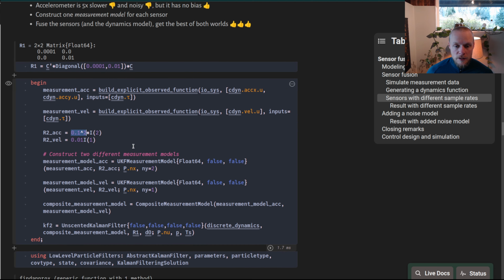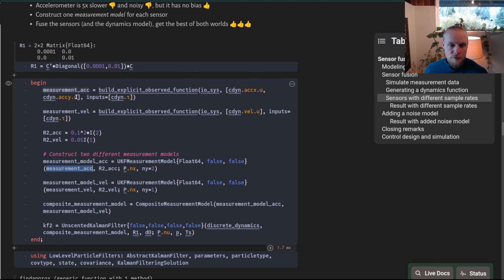Then I construct two different measurement models. Both of them use the unscented transform to propagate covariances. Even though I use an unscented Kalman filter here, I don't have to use a UKF measurement model. For instance, the measurement model for the gyroscope is linear, so I could have used a Kalman filter measurement model for that. But here we use UKF everywhere uniformly for simplicity.